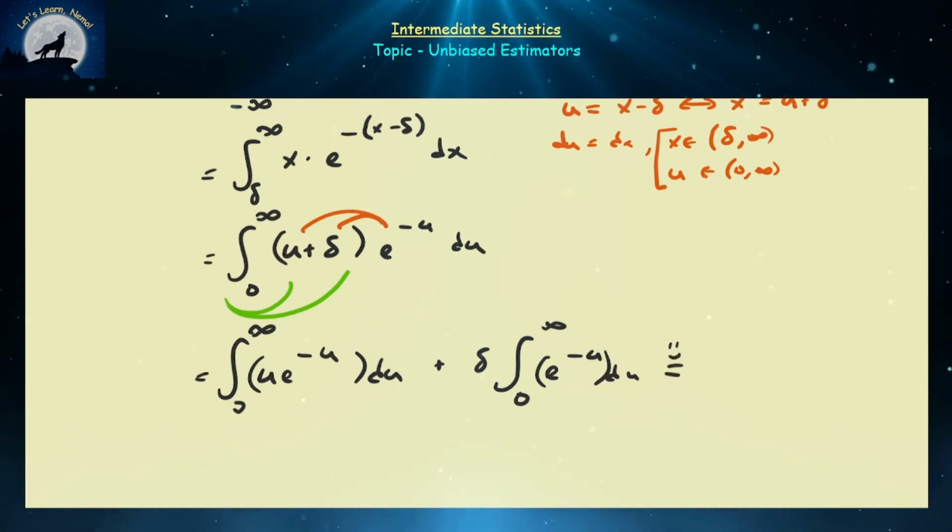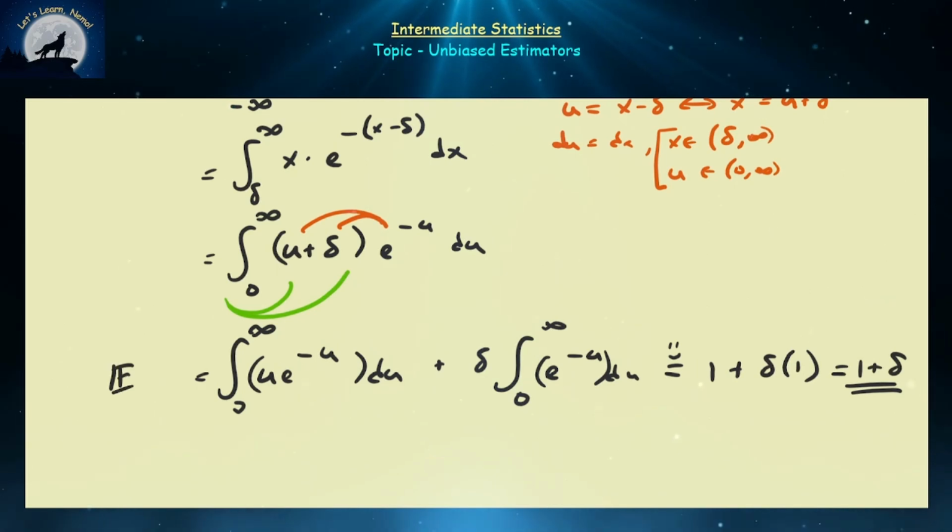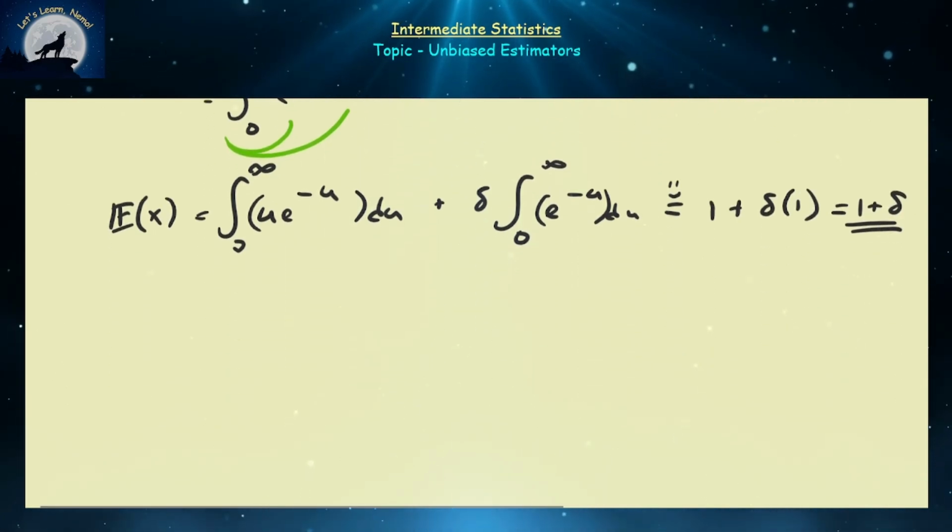So I leave it for you to verify these basic calculus integrals, that this is going to be 1 plus delta times 1, which is equal to 1 plus delta. So that's the expected value of this continuous random variable that we have defined already. So what are we going to do with this expected value? We have this parameter delta.